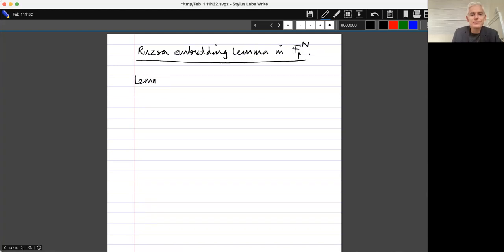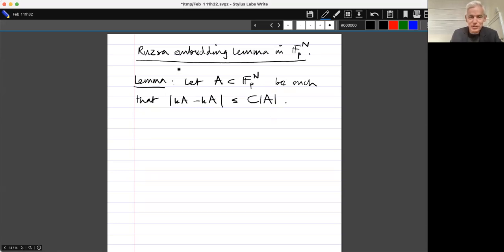So, lemma: let A be a subset of F_p^N, and let's suppose that kA minus kA has size at most c times the size of A. So strictly speaking, I should start with let k be a positive integer and let c be a real number or something like that. Then A is k-isomorphic to a subset of a potentially much smaller space. I've made no assumption at all about this capital N.